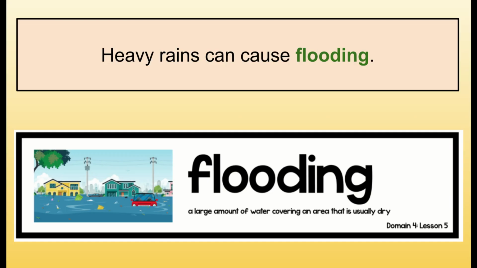Oh, do you remember when we learned about the word flooding? Flooding is a large amount of water covering an area that is usually dry. Heavy rains can cause flooding, and that is what caused the Nile River to flood.